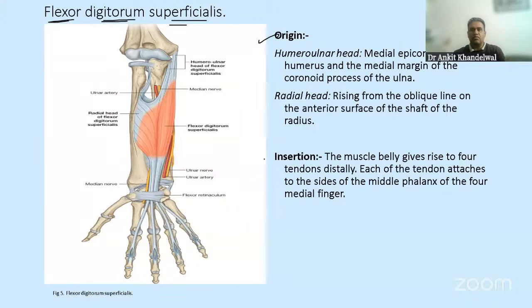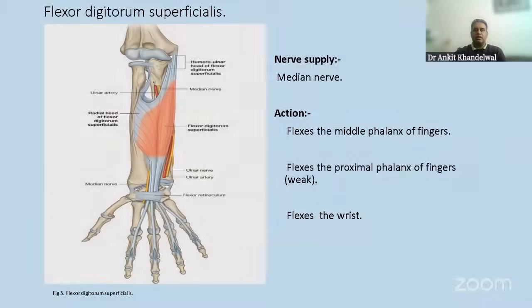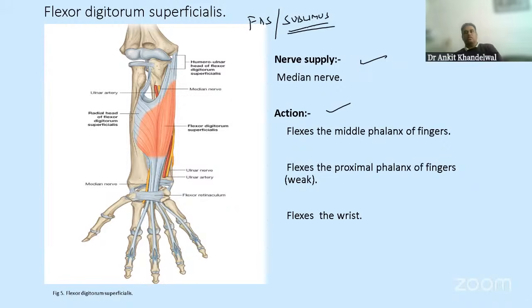FDS, we have origin, insertion. You can just read it. That's the theory part. I'm not going into detail, but we have humeral head, ulnar head, radial head, coming from a very diverse area. Then after that, we have the nerve supply and action. So these 4 things, as I already told you, just for example of the FDS muscle, which is also known as the sublimis muscle. Fine. But these are the 4 things that you need to write.